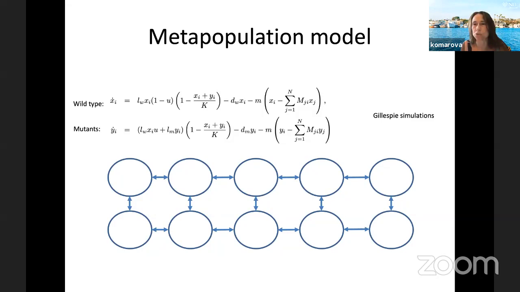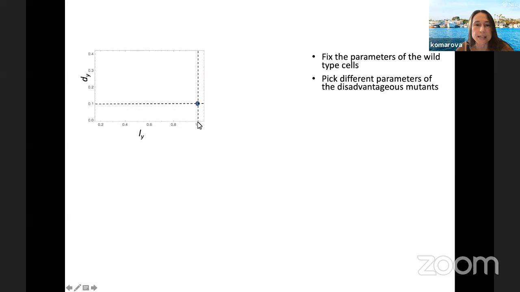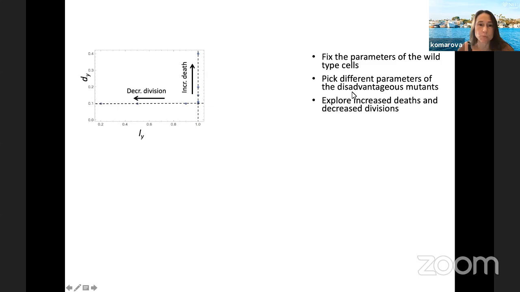And so let's suppose that normal cells have a division rate of 1 and a death rate of 0.1. If we fix the parameters of the normal cells and pick different parameters for disadvantageous mutants, then along this line the mutants will have a smaller division rate. And if we pick them here, they have an increased death rate. So these are the two types of mutants that are interesting to look at.